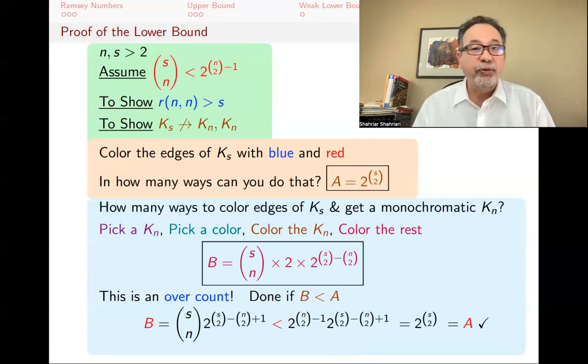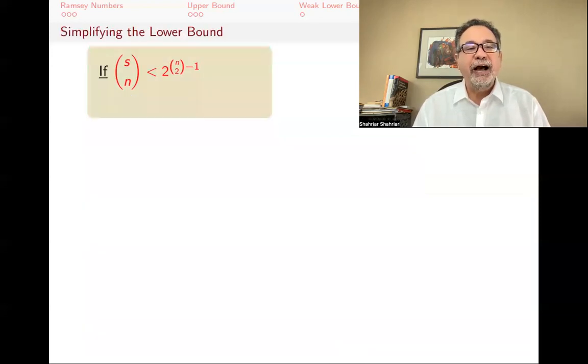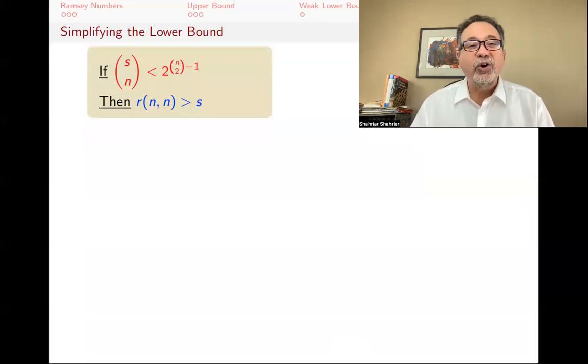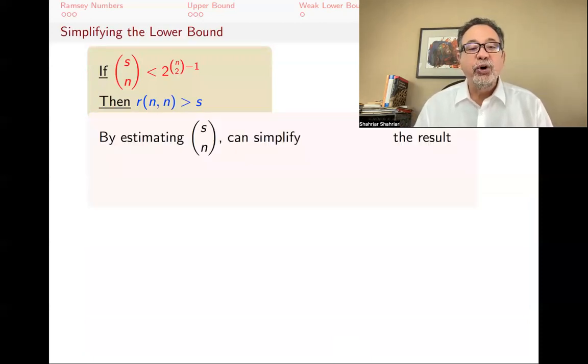That's basically what we proved. But when you say this in the language of probabilities, that's how you say it. We can simplify this lower bound, although weaken it a little bit. So we proved that if S choose n is less than 2 to n choose 2 minus 1, then R(n) is greater than S. So by estimating S choose n, we can simplify the result and also weaken it.